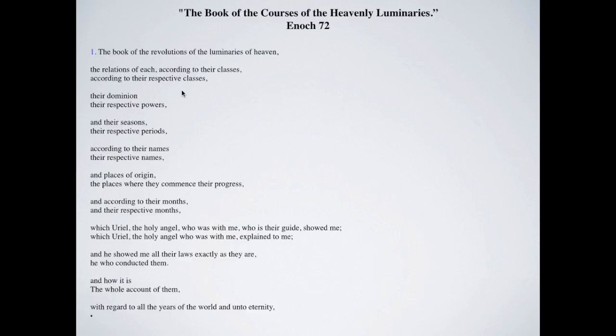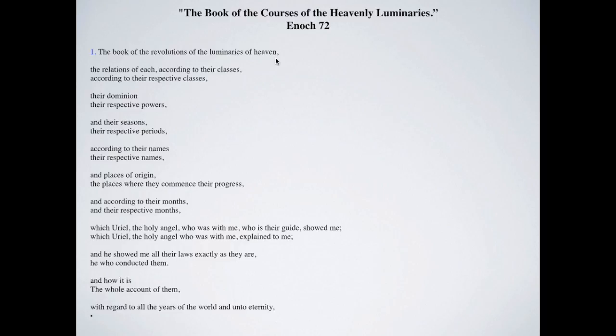It says, the book of the revolutions of the luminaries of heaven, the relation of each other according to their classes, according to their dominion, their powers and their seasons, and according to their names and places of origin, and according to their months, which Uriel, the holy angel who was with me, who is their guide, showed me. And he showed me their laws exactly as they are, and how it is with regards to all the years of the world and unto eternity.